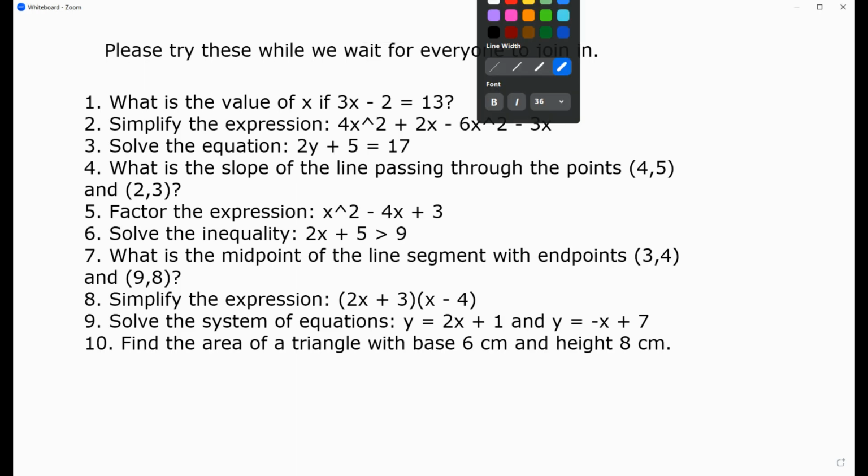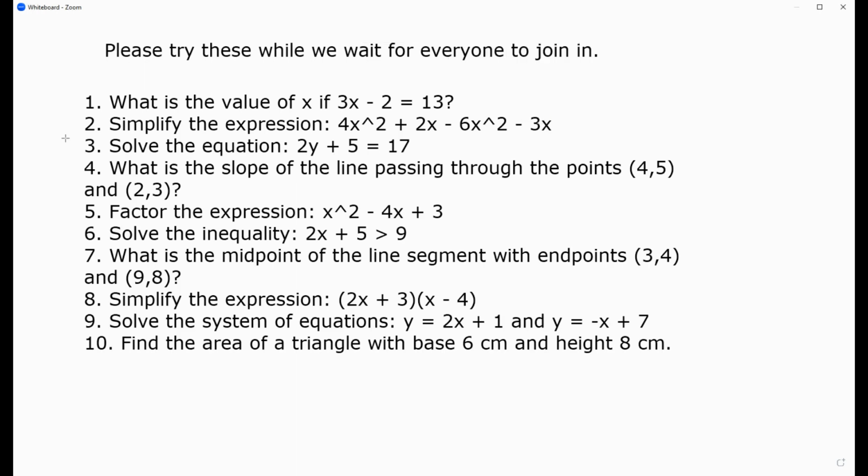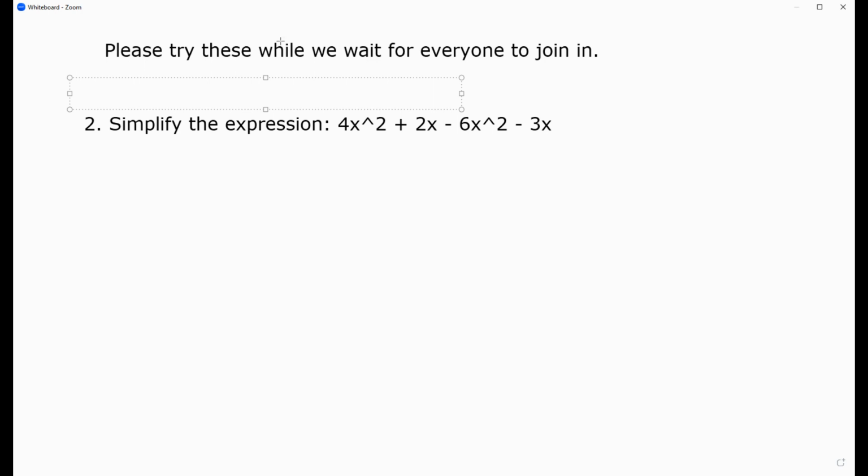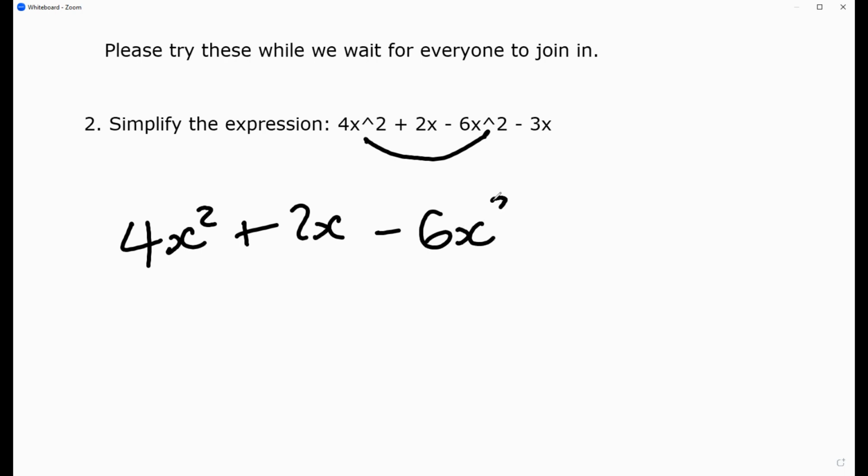The next question says simplify the expression 4x squared plus 2x minus 6x squared minus 3x. Here we have to group together like terms. So these two over here are like terms, 4x squared and minus 6x squared, and those two, 2x and minus 3x, are known as like terms.